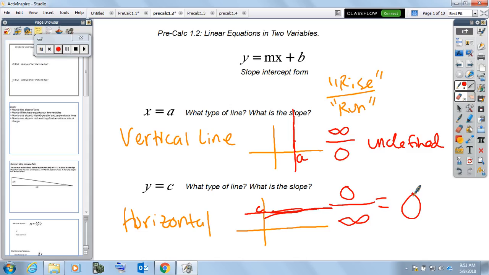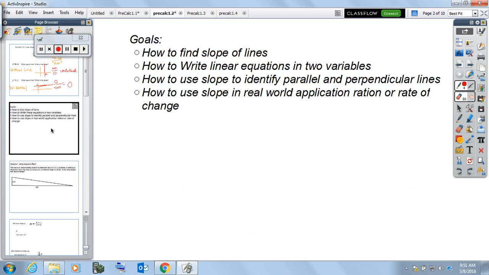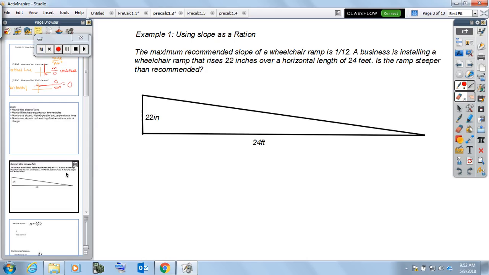And that's going to lead us into the main goals of this lesson. How do we find the slopes of lines? How do we write linear equations in two variables? Looking at slopes with parallel and perpendicular lines as a refresher, and then some more real-world application problems as well. So the first thing we're going to do is look at a real-life example to show a little bit more of what we're dealing with.